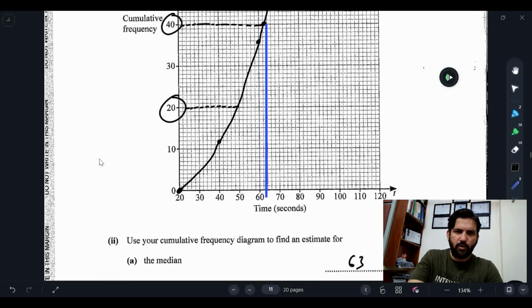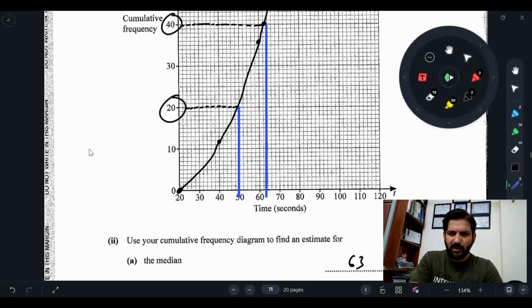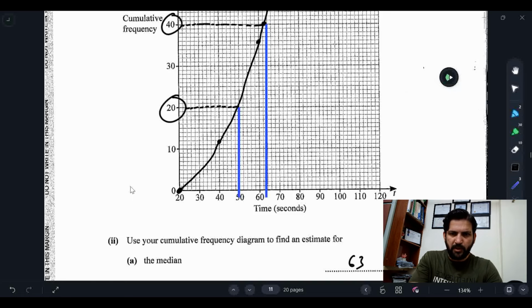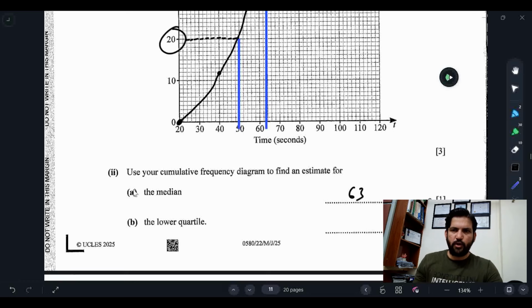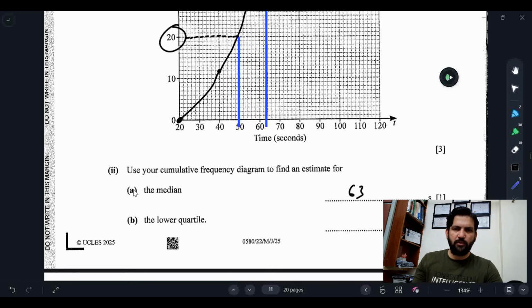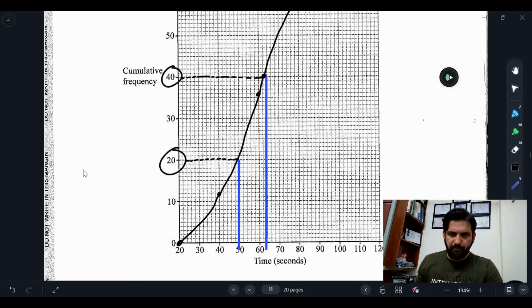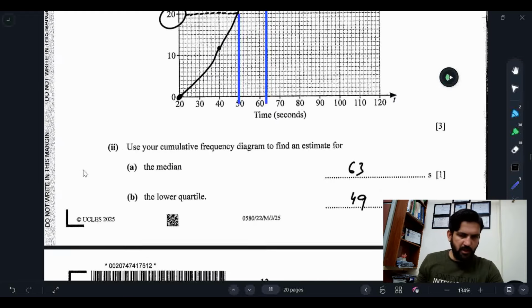Let's move to the lower quartile. Lower quartile means the median of the lower half. So this will be at 20, because from 0 to 40 the middle value should be at 20. So we have to see the corresponding value, which is almost 49. So we can say that this will be 49.